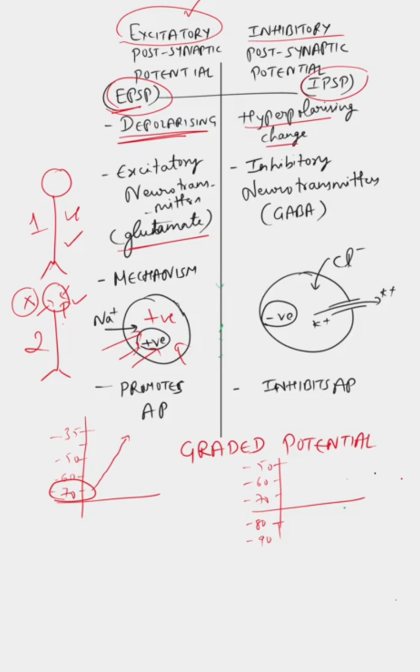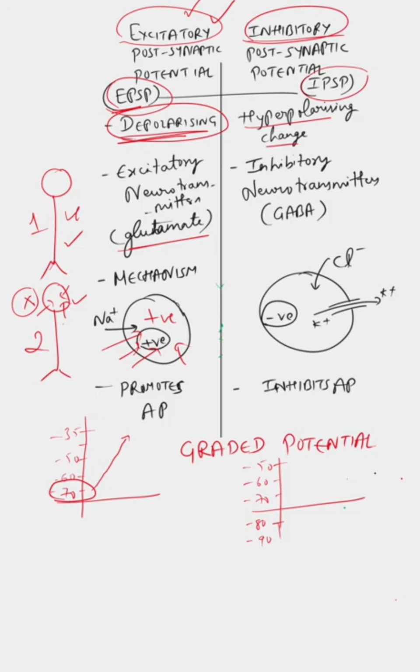In this video, we'll understand why some signals will excite a neuron and why some signals will inhibit the neurons. For that we need to understand excitatory postsynaptic potential and inhibitory postsynaptic potential. Excitatory postsynaptic potential is a depolarizing change which we see in the postsynaptic neuron.